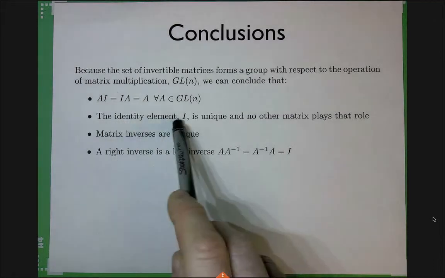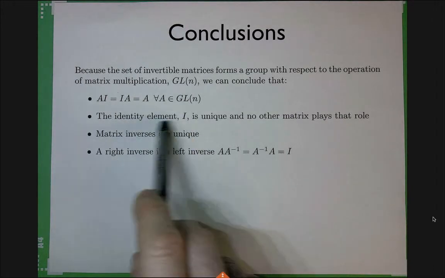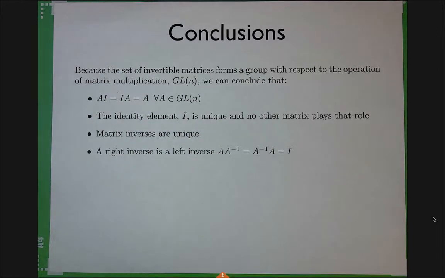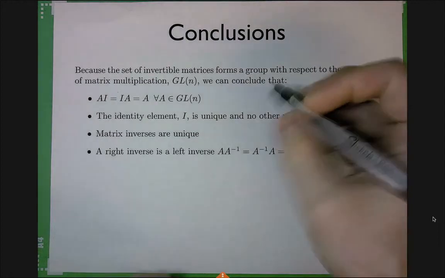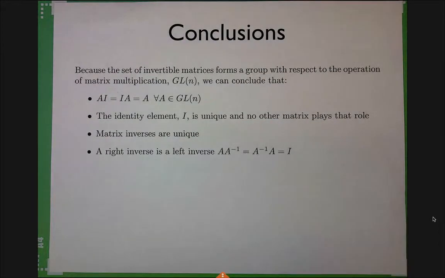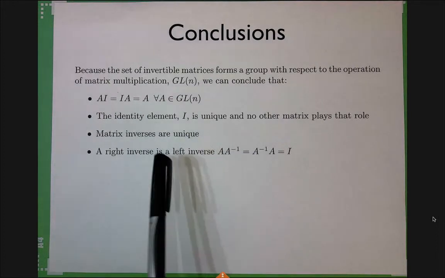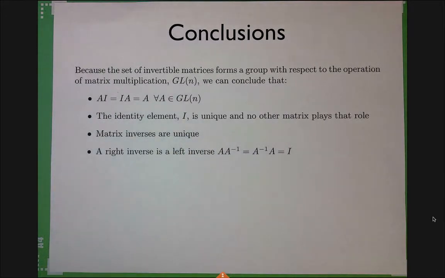Now, something more interesting probably is that the identity matrix is in fact unique. There is no other matrix that, if I multiply it with an arbitrary matrix, would just give me the matrix back. The identity is the only one. The other thing is that matrix inverses are unique. So you cannot have two different inverse matrices for one single matrix. Again, it follows directly from the group properties, so we don't even have to know that they are matrices. It's true for general groups.